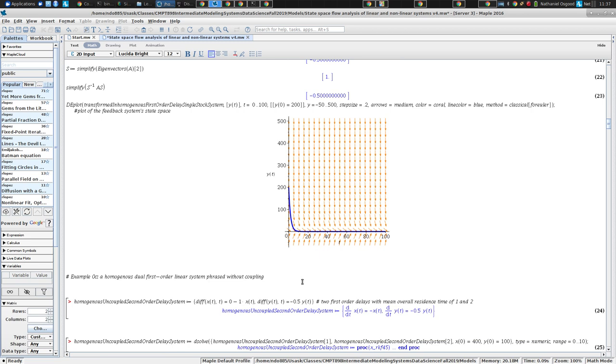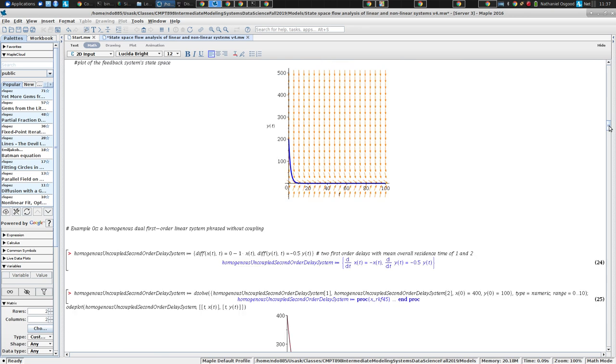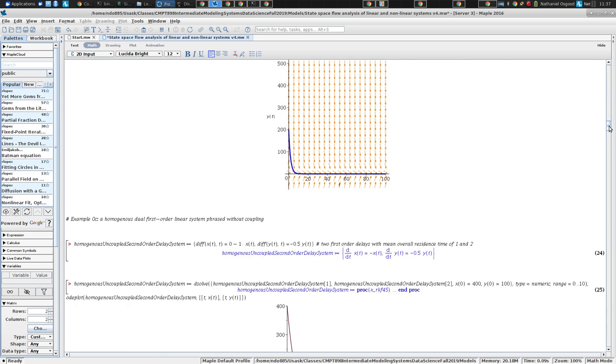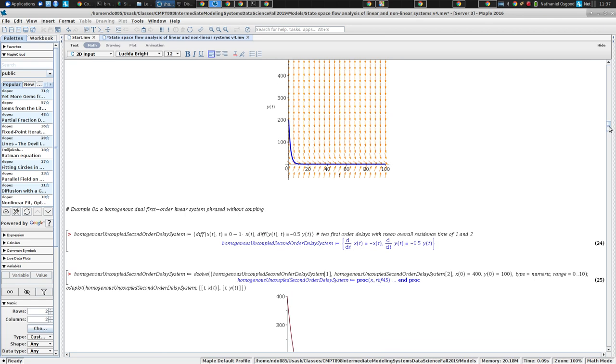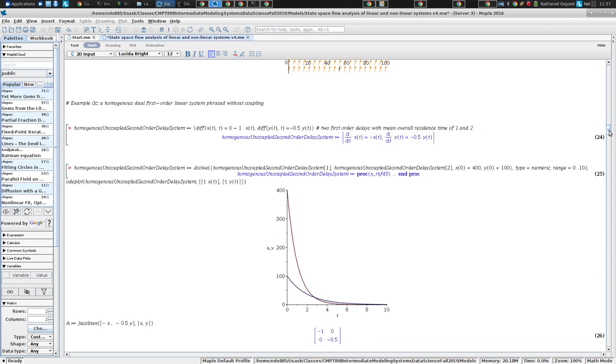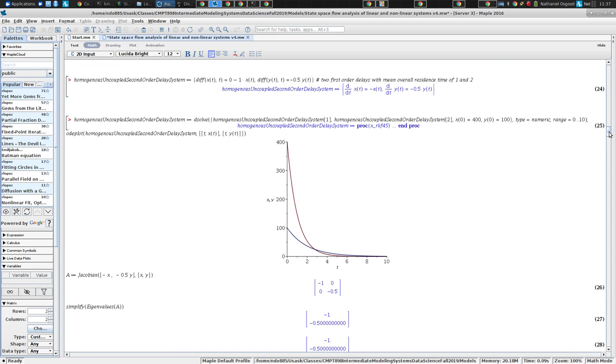And here's the transform system. And that should look identical, when we describe it in terms of y, to the original system. Because this is the same thing. When we describe it in terms of y, it's the same system. Okay.